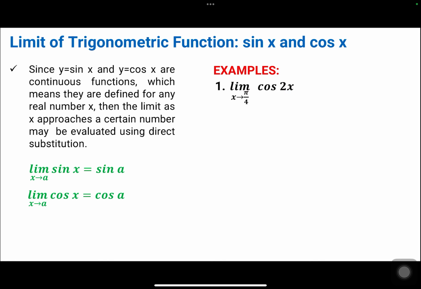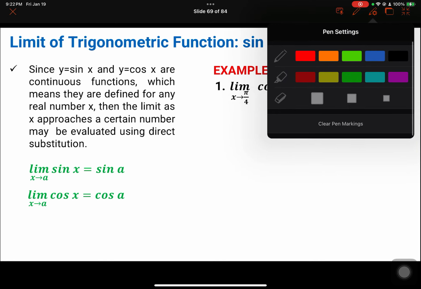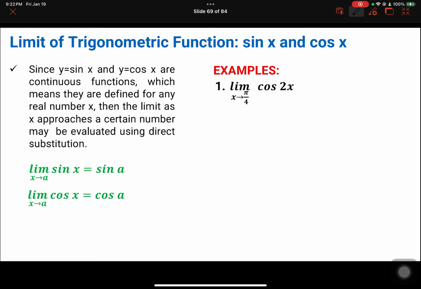So now, what if we have the limit of cosine 2x as x approaches pi over 4? Based on our theorem, you will just substitute. So we will have cosine of 2 times pi over 4. You will just substitute the value of x, which is pi over 4. Simplifying this, we can have cosine 2 pi over 4, or equivalent to cosine pi over 2.